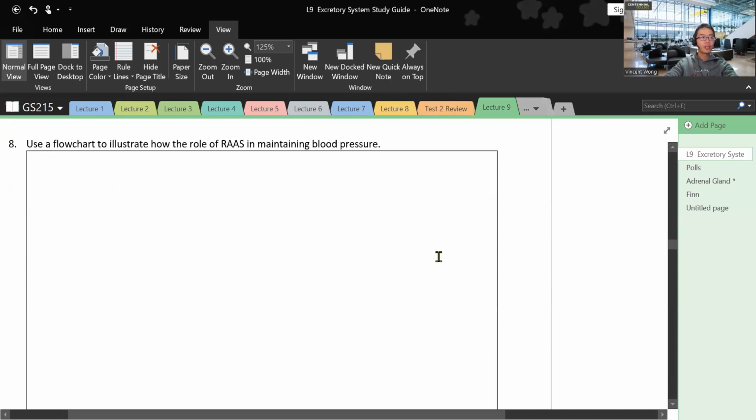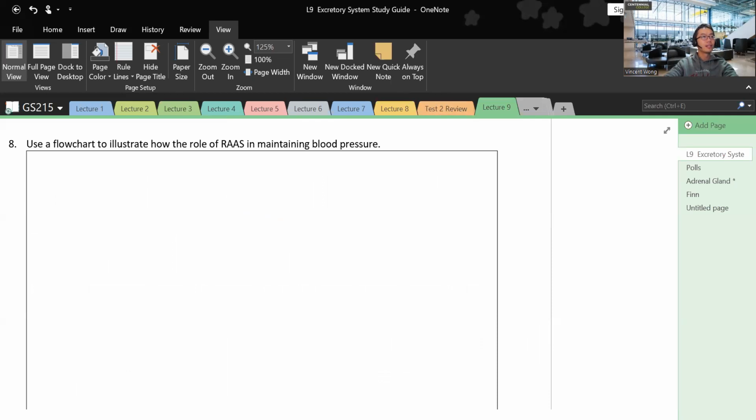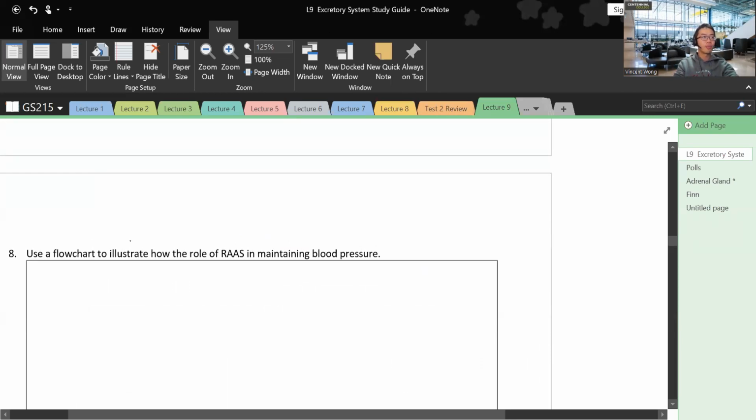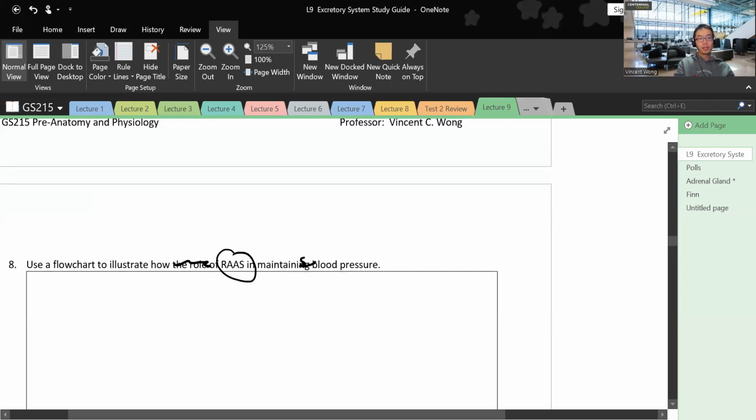Use the flowchart to illustrate how the RAS, R-A-A-S. Do you have a question, Anike? Or you just press unmute accidentally? Oh, okay. How the RAS, explain how the role of RAS, I think this is grammatically wrong. Use the flowchart to illustrate how RAS maintains blood pressure. Okay, maintains blood pressure. So what the heck is RAS, right?